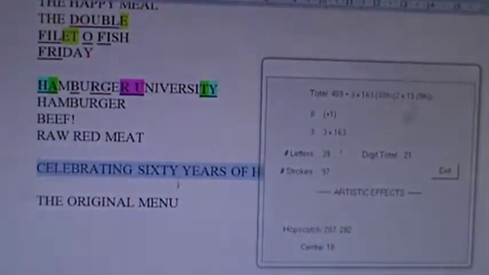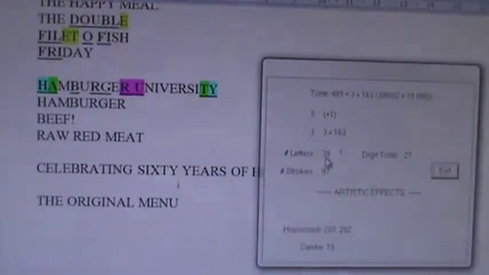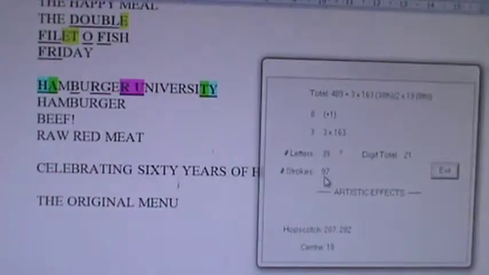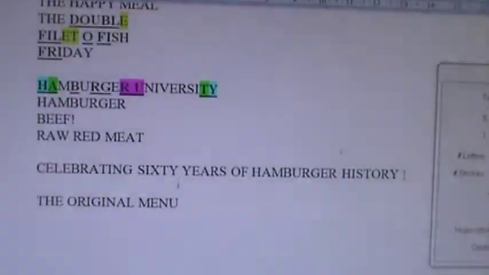What does the whole thing add to? Wow, a triple of the 38th prime, which is a double of the 8th prime, 3 and 8 something. Wow. Letters glorifies 3, being 3 times 13. 97 is the 25th prime, which is the square of the 3rd prime, 3. Wow. Celebrating 60 years of hamburger history divides by 3 perfectly by divine ordinance.